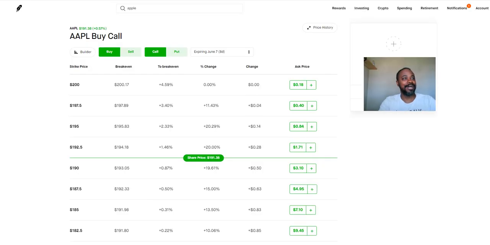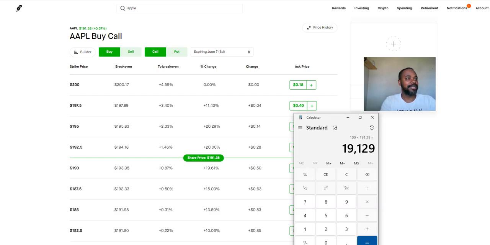How to buy stocks at a discount for beginners. Now, let's say that I want to buy 100 shares of Apple. If I bring my calculator up, you will see that would cost me $19,129.